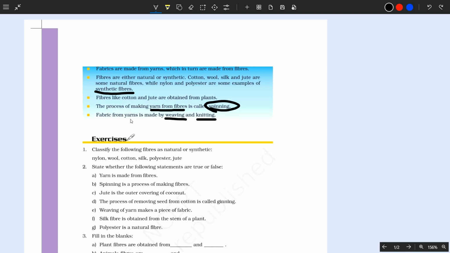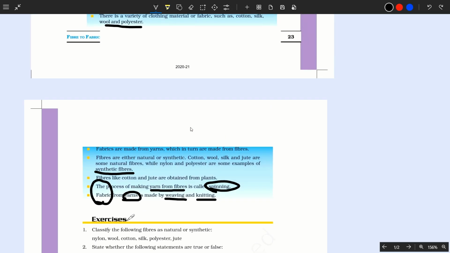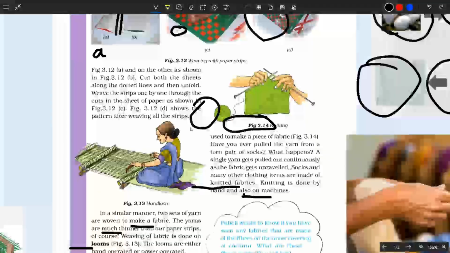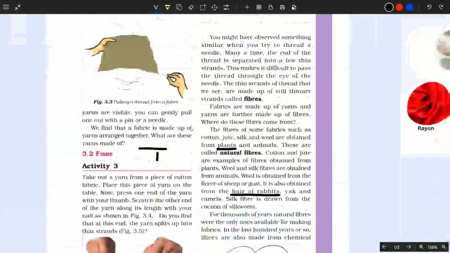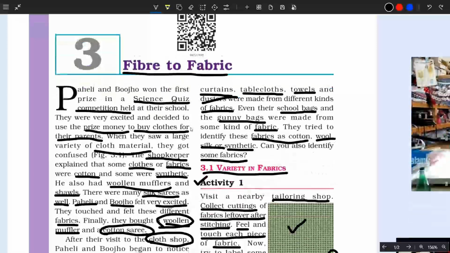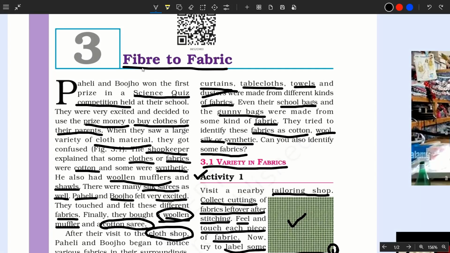After yarn, we do the fabric. There are two processes mentioned in your chapter: weaving and knitting. I hope you understand how fabrics are made, how the yarn is made by hand, and how the cotton and jute came. We have done some activities and seen in this chapter, from fiber to fabric. I hope you understand this chapter clearly.